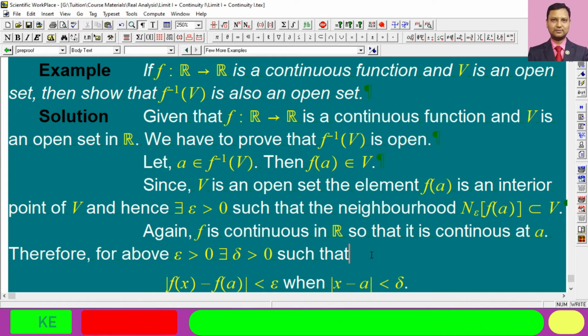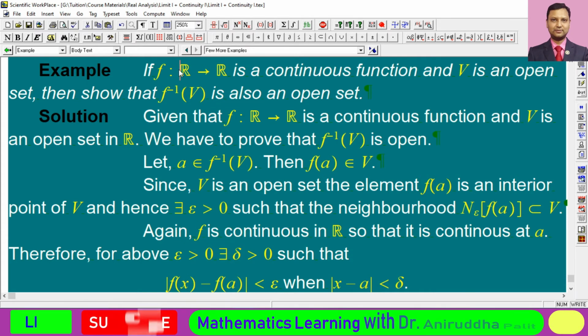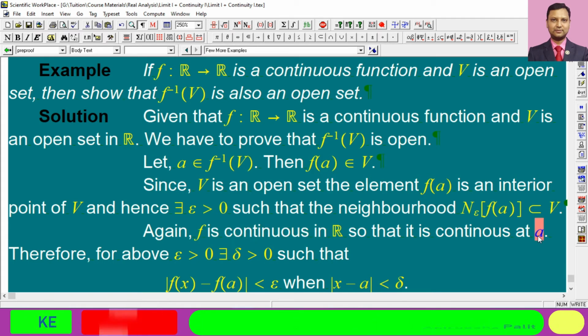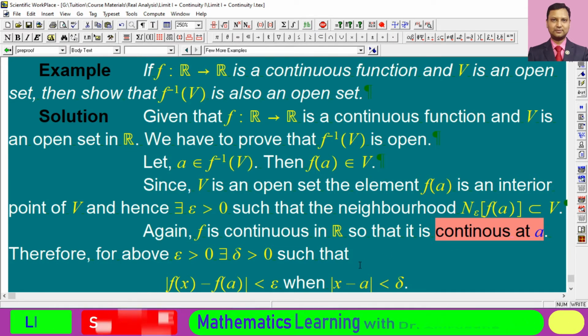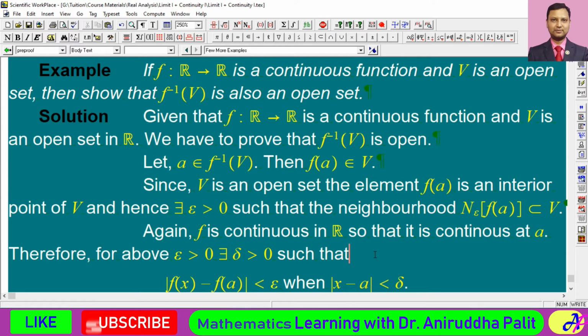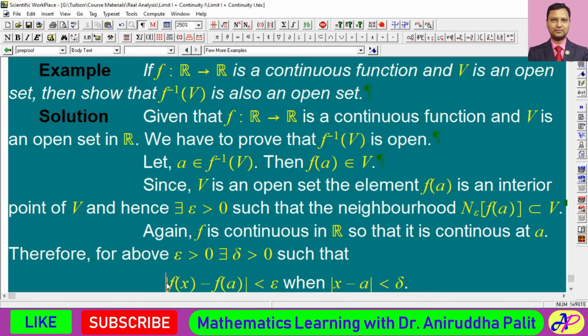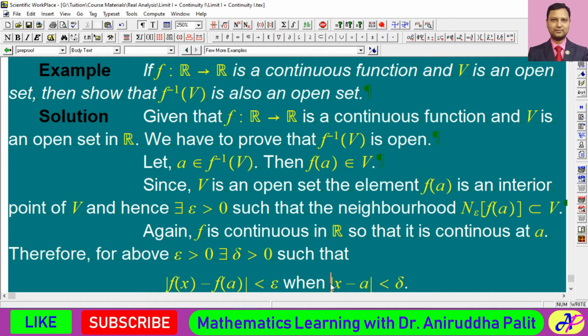এবার আমরা আমাদের যে ইনফরমেশন প্রোভাইড করা হয়েছে that f is a continuous function in the domain set R. Therefore আমরা এখানে as because f is a continuous function in the domain set R and small a is a real number, therefore f must be continuous at the point small a. So from the definition of continuity আমরা বলতে পারি for this above epsilon greater than 0 there exists delta greater than 0 such that modulus of f of x minus f of a is less than epsilon whenever modulus of x minus a is less than delta.